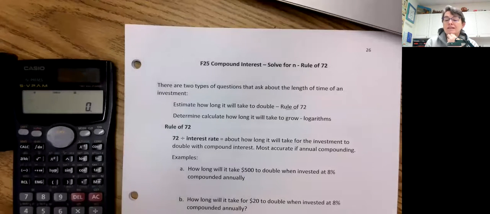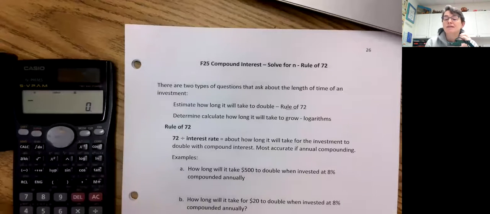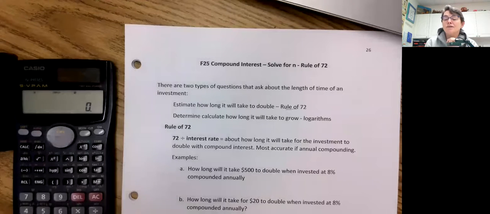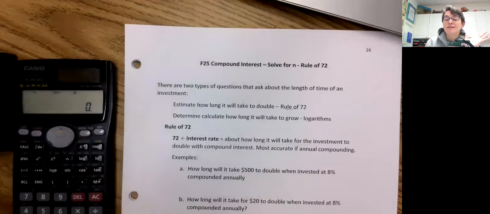If you are very interested in how this works, I'm sure you can Google rule of 72 explanation and somebody on Google, YouTube, somewhere has it. I don't know why it works, I just know it works. Kind of like my car. I don't exactly know how it works, I just know how to use it.